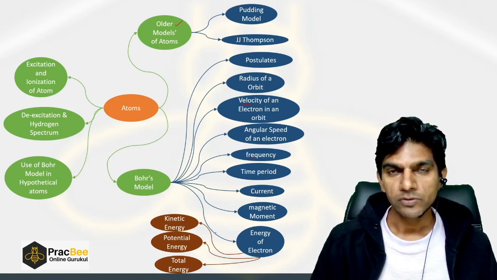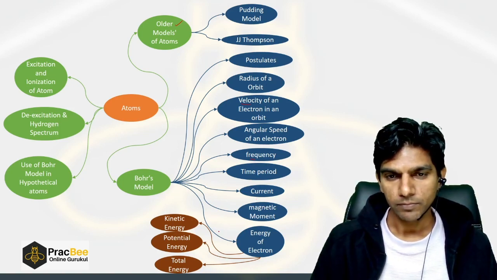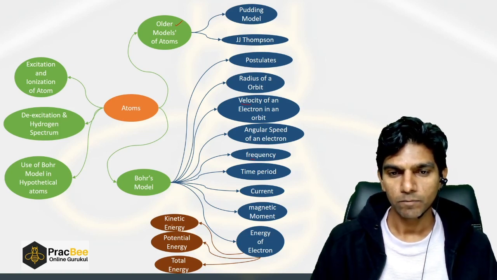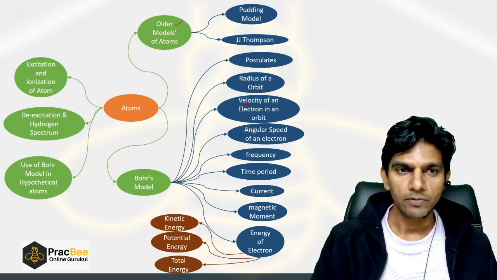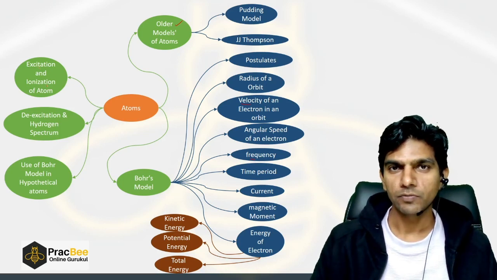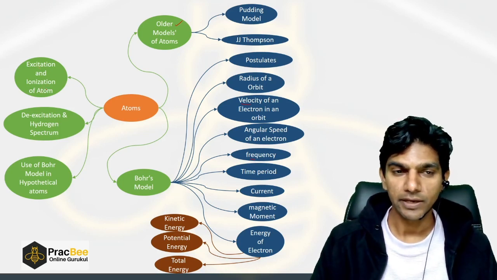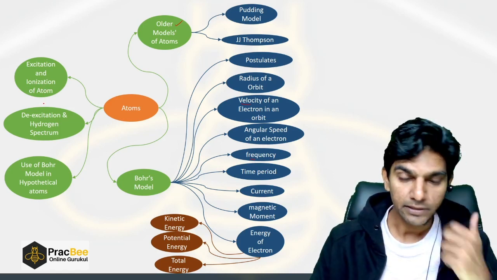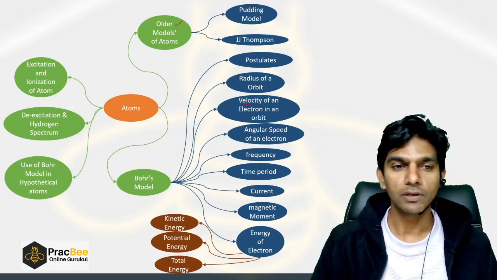And we'll also see what the energy of the system of the atom is: the kinetic energy of the electron, potential energy, and the total energy. Then we'll see what excitation of the electron is, what the ionization energy of the atom is, and then de-excitation, where we'll study the different spectral lines.